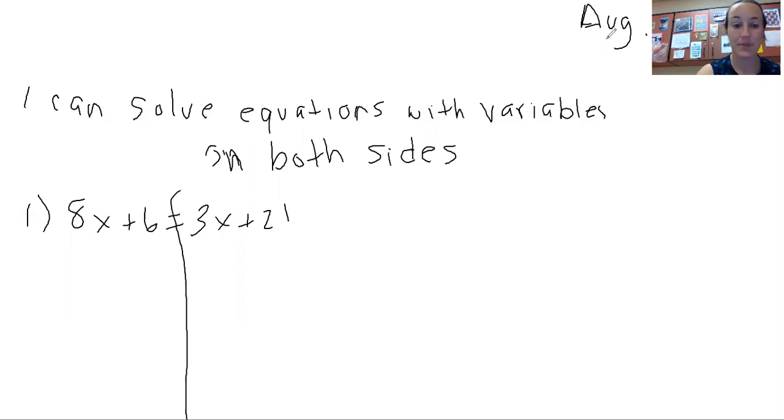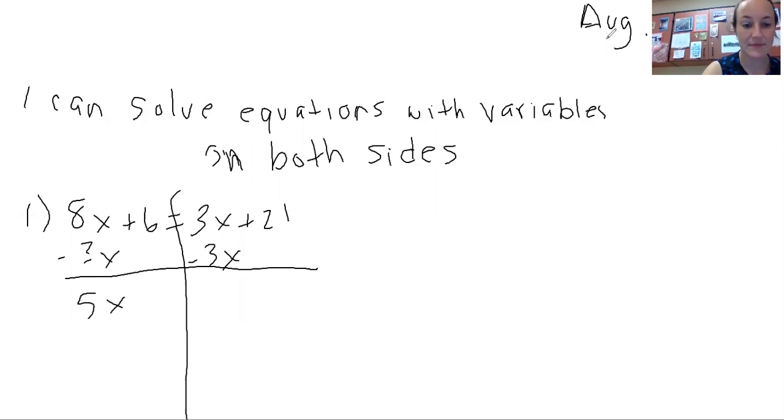Let's put them together. I always like moving the one on the right to the one on the left. So that's how you'll see me solve most of these. 8x minus 3x gets me to 5x. My plus 6 drops down, plus 6, is equal to 3x minus 3x is 0. These canceled out. And then I still have 21.